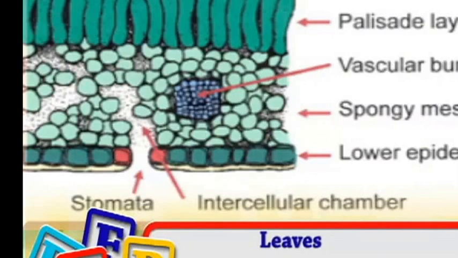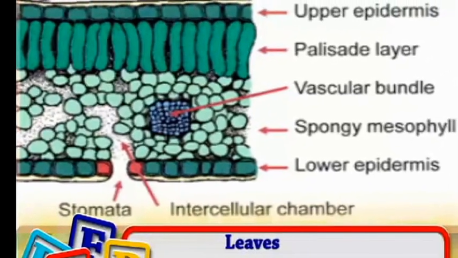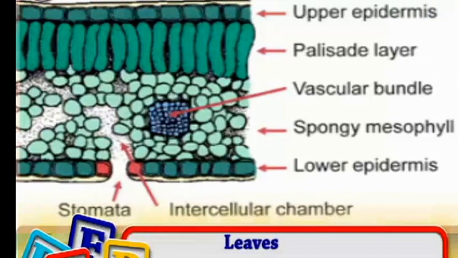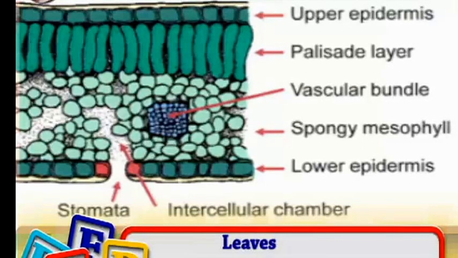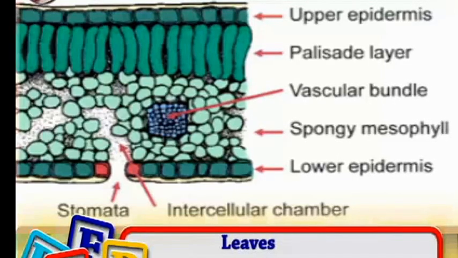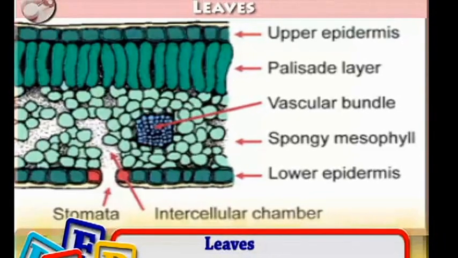The internal structure of a leaf has three layers. It has the upper layer, which is made up of protective cuticle. It has the middle layer, which we call the mesophyll layer, and this is where photosynthesis takes place. And this one has two tissues. It has the palisade cells at the upper end, and the spongy cells at the lower end. Then we have the lower epidermis, or the lower layer, which is a protective layer, also made up of cuticle.